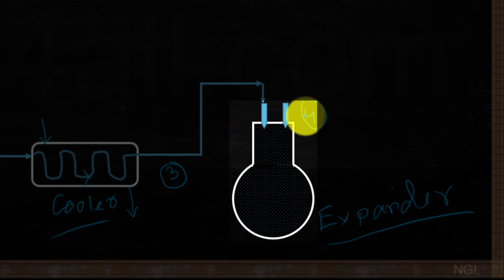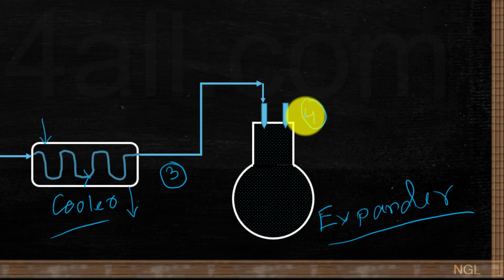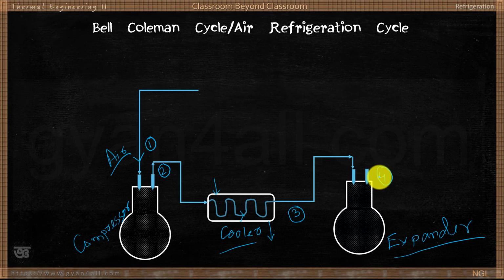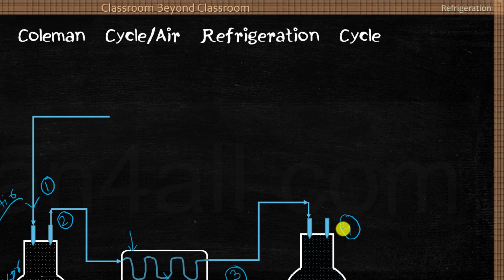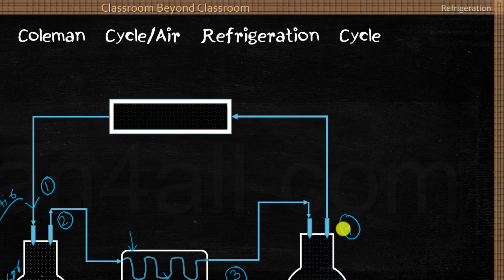This takes place in the expander. So due to expansion, what will happen? Again the temperature will decrease, volume will increase, and pressure will decrease. So what is the output from the expander? Low temperature, low pressure, high volume air. Now this low temperature, low pressure, high volume air can absorb heat, and it will absorb heat from the refrigerator.